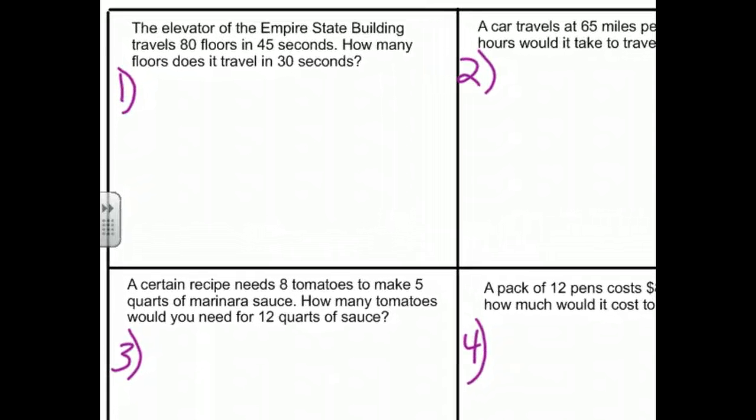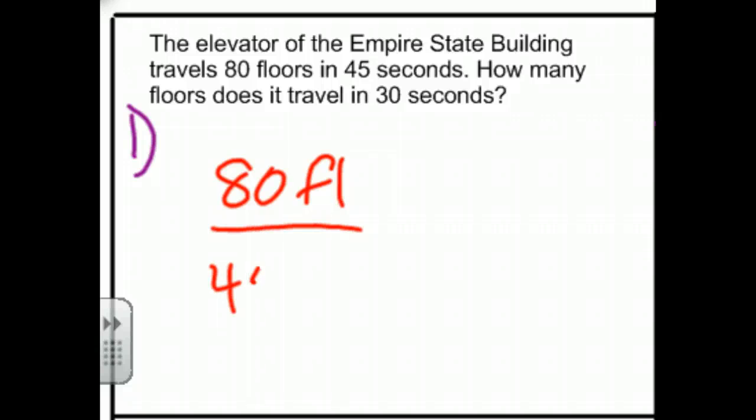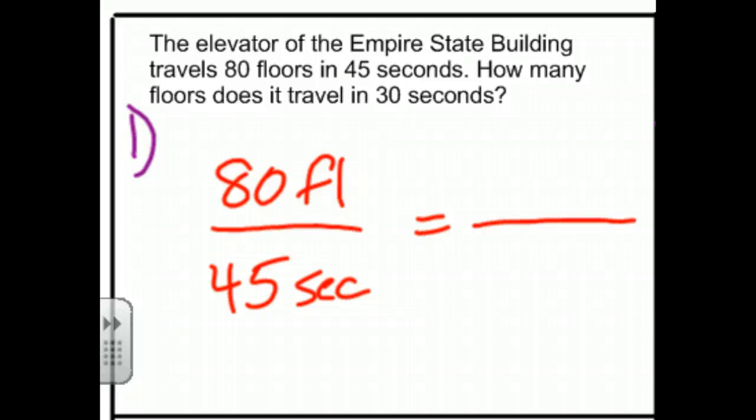So if we're looking down to number 1, rather looking up to number 1, the elevator of the Empire State Building, similar to our CN Tower example, travels 80 floors in 45 seconds. So that ratio right there of what we know is simply 80 floors in 45 seconds. Now we're going to use this information to set up a separate ratio. We know that we want to find out how many floors does it travel in 30 seconds.